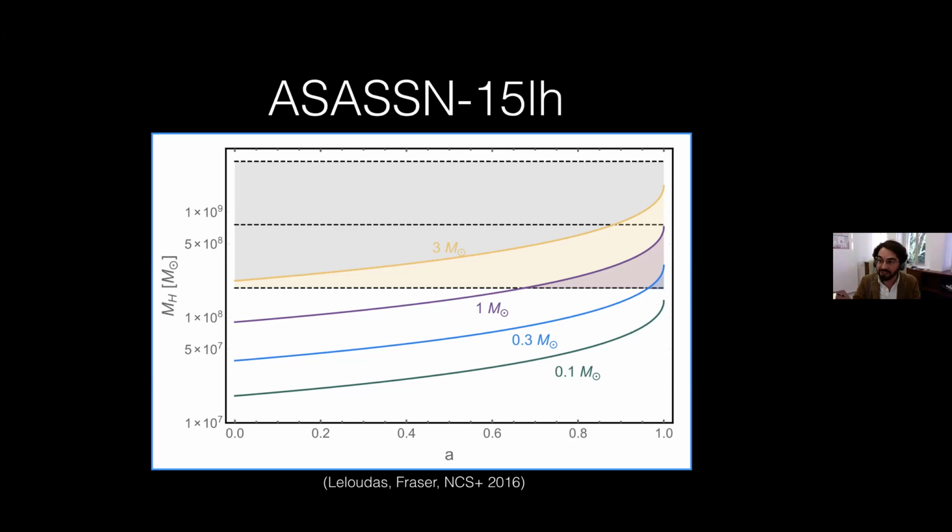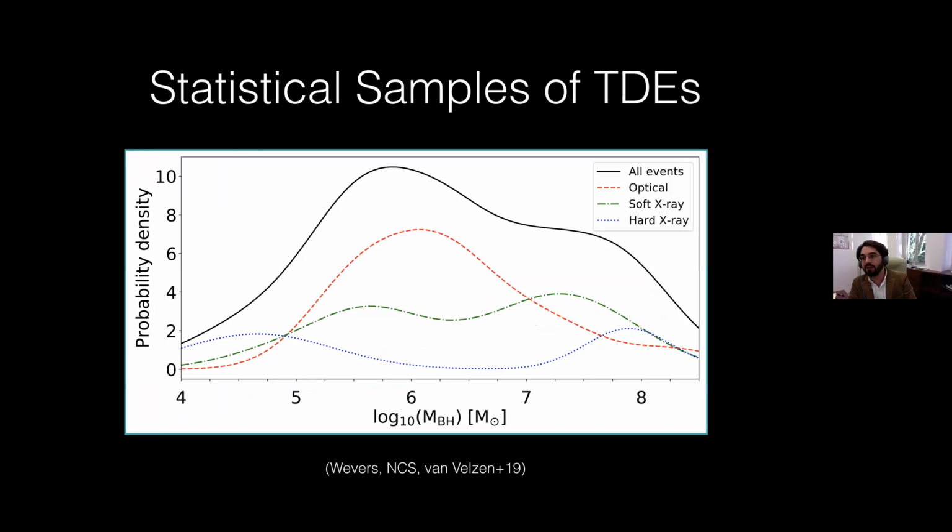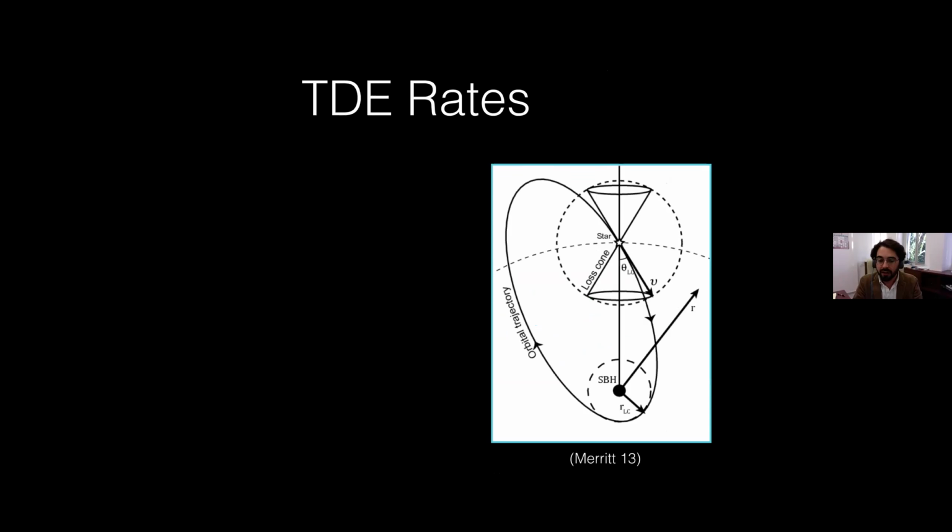What I like about this technique is it doesn't assume anything about complicated hydrodynamics. It's a purely dynamical way to put a lower limit on the spins of supermassive black holes. Okay, so far I've talked about what we can do with individual TDEs, but in the last 5 minutes of this talk, I'll briefly touch on what we can do with populations of TDEs, which we expect to see in large numbers in the near future.